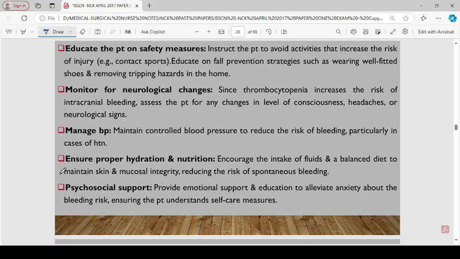You maintain a controlled blood pressure to reduce the risk of bleeding, particularly in cases of hypertension. And you encourage the intake of fluids and a balanced diet to maintain skin and mucosal integrity, reducing the risk of spontaneous bleeding. You provide emotional support and education to alleviate anxiety about the bleeding risk, ensuring the patient understands self-care measures.